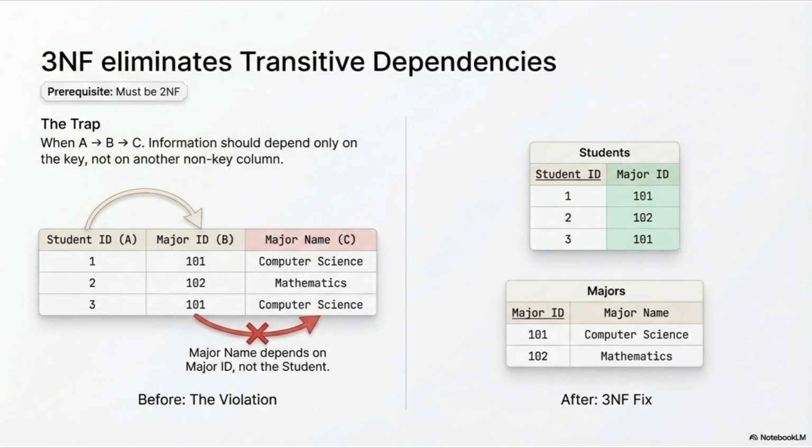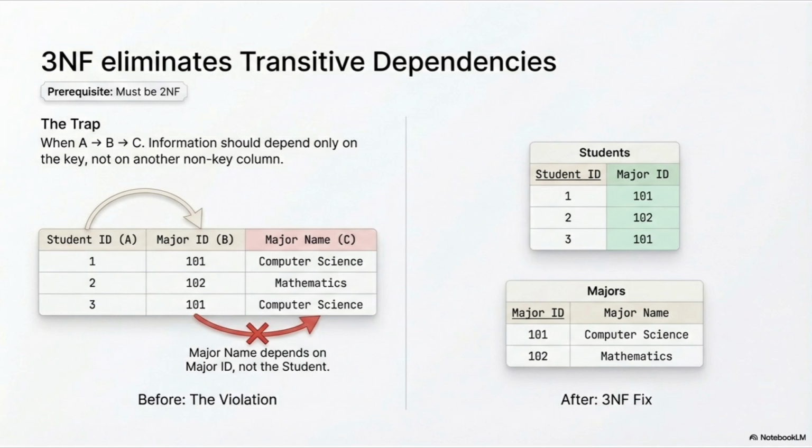And if the department decides to change its name to computing systems, you have to update 1,000 rows. Exactly. And if you miss one, you have dirty data again. So the fix is the exact same as before. Break the chain. Move major ID and major name into their own brand new table called majors. And in the students table, we just keep the major ID. Right. So the students table just says student 1 is in major 500. If you want to know what major 500 is, you look it up in the majors table.